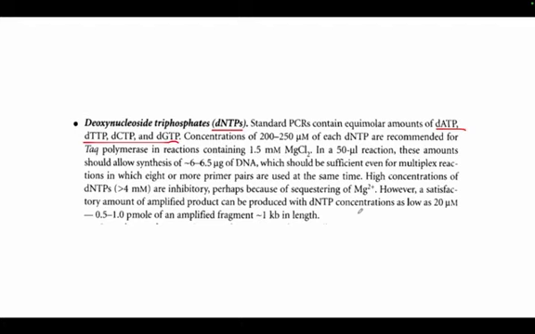Now, usually we do use dNTPs in this range because a high concentration of dNTPs can be inhibitory. They can actually inhibit the PCR reaction. While this is ideal, we can also use some lower dNTP concentrations, but this is ideal and gives us the maximum amount of amplicon.